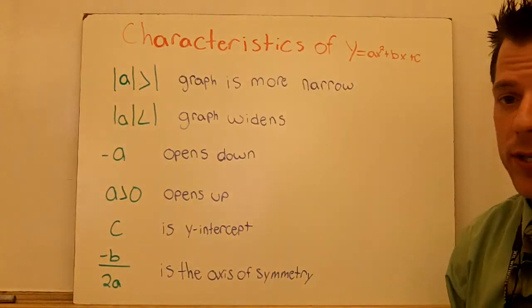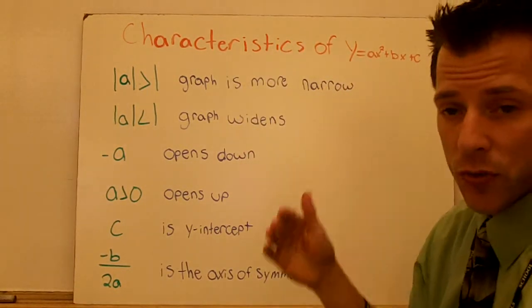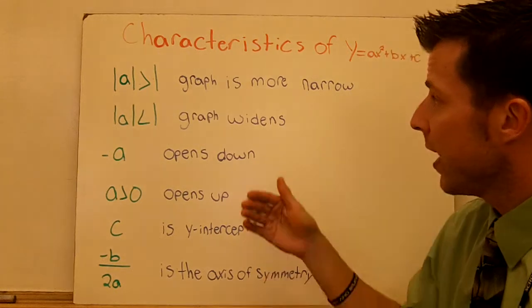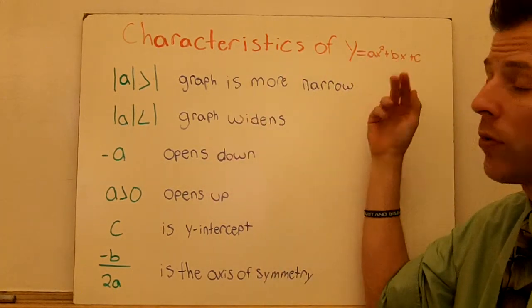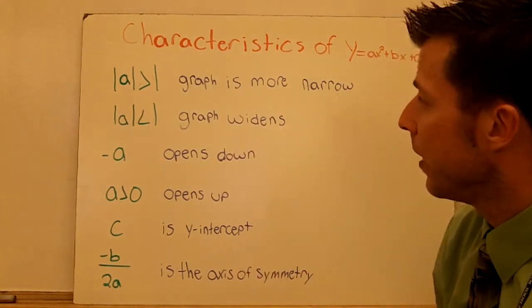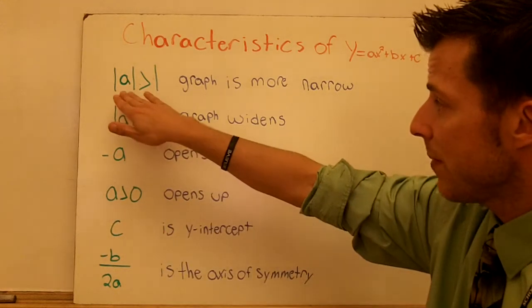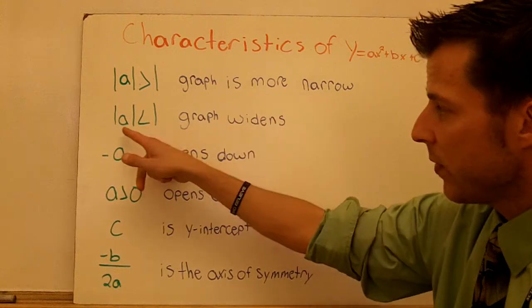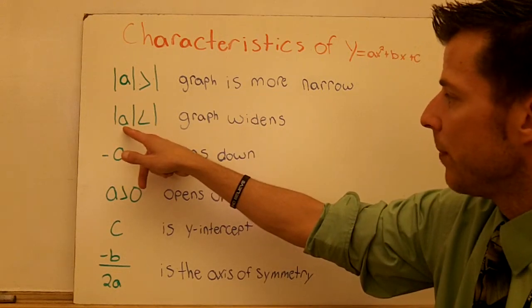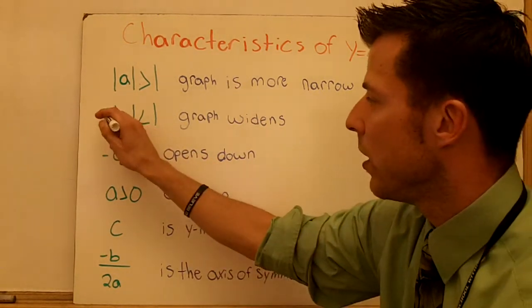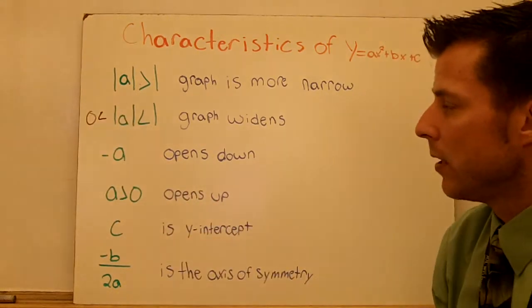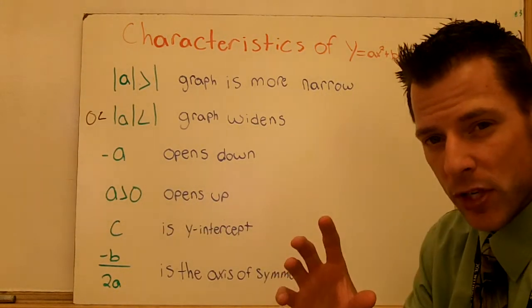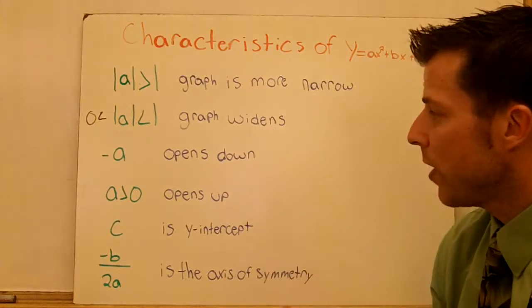Now here are some characteristics of y equals ax squared plus bx plus c. In the next couple of slides we're going to actually graph when we have a b value and a c value. We learned a lot of these in class. When the absolute value of a is greater than 1, the graph is more narrow. When the absolute value of a is less than 1 and greater than 0, so it's between 0 and 1, your graph widens.